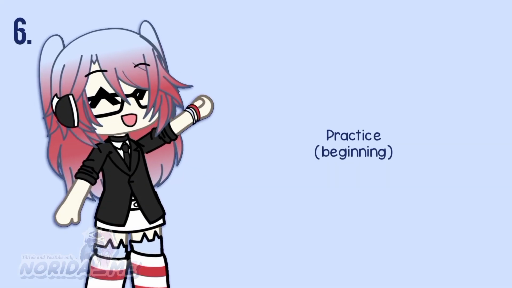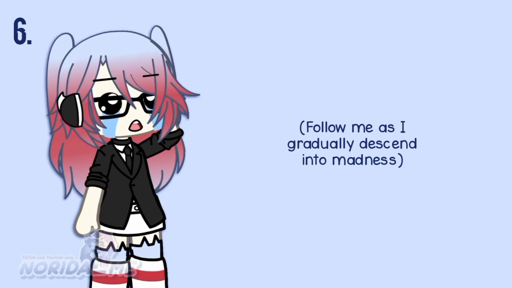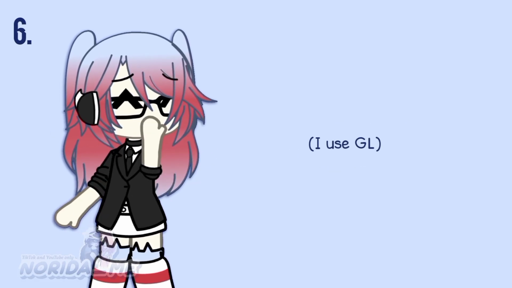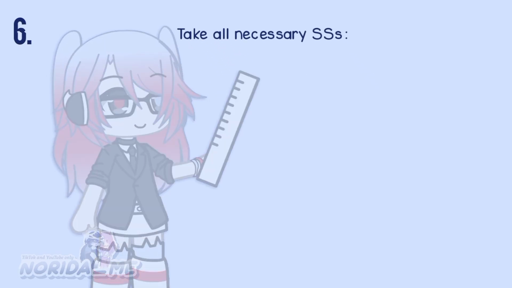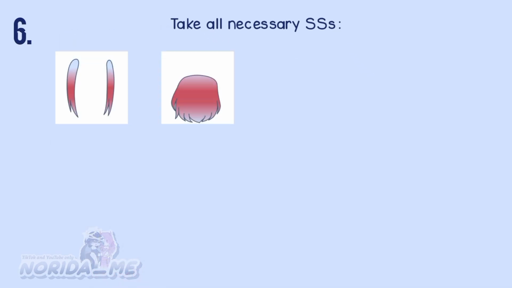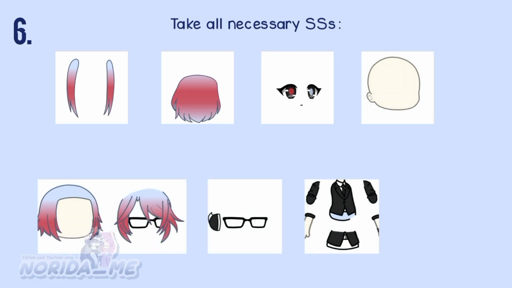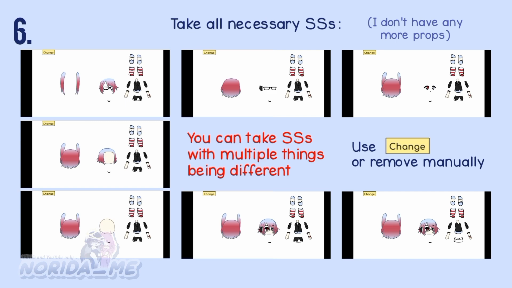Step 6. Practice. Implement what you've learned and make a body sheet. Follow me as I gradually descend into madness. Here is my process. I use Gacha Life. Take screenshots of each thingy, the examples are on the screen: ponytails, hair behind, face, head shape, bangs, accessories on the head, skirt separate from the lower part of clothes, props, accessories on the back, etc.